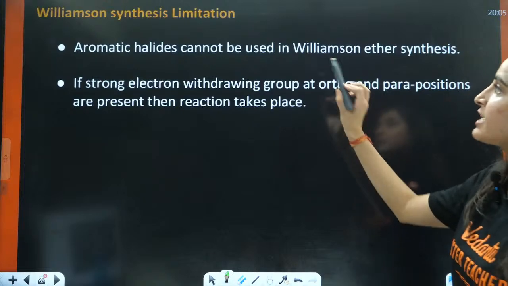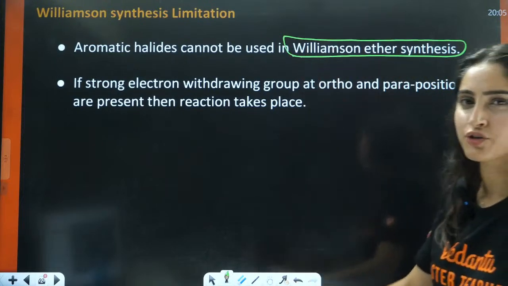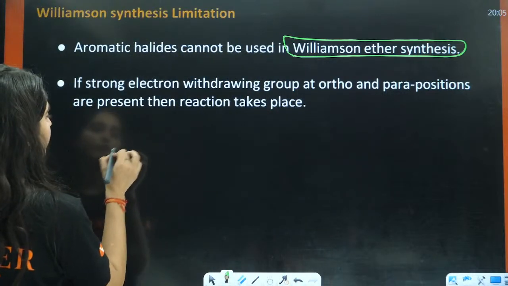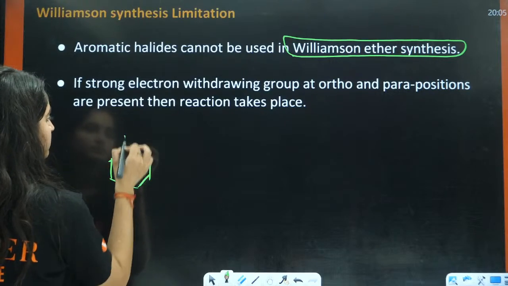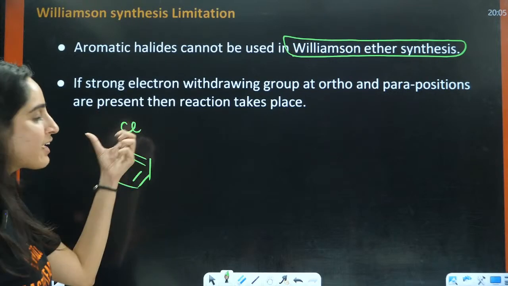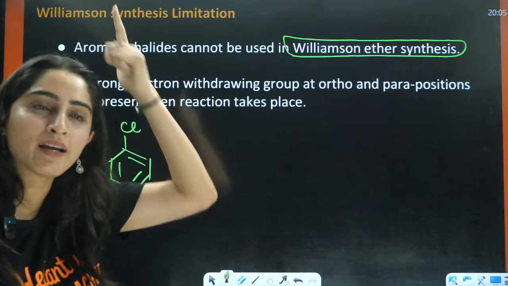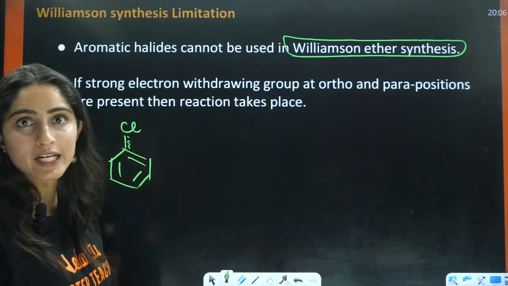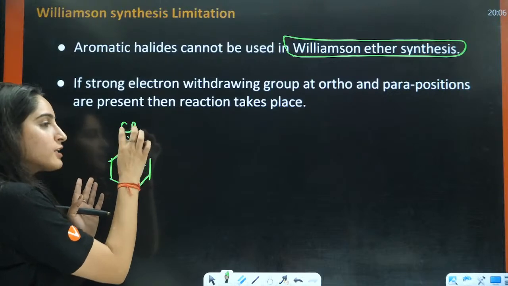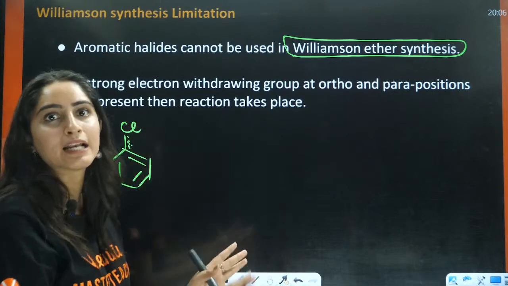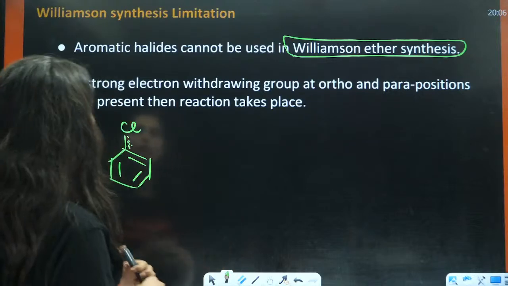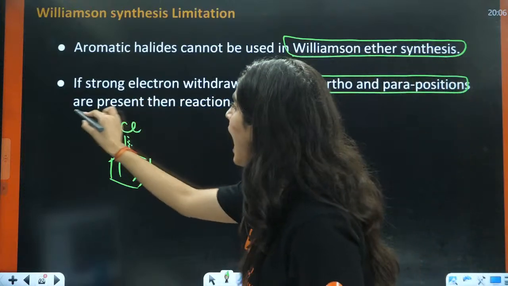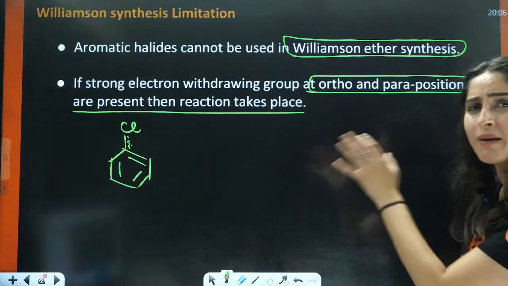Now, aromatic halides cannot be used in Williamson synthesis reaction. Can you tell me why aromatic halides cannot be used? For example, you have this thing. Why can't I use this? Because the same thing, this C-Cl bond has a double bond character. Because of that, it is very difficult to break this bond and make it react with alkoxide. That is why aromatic alkyl halides will not be used. If strong electron withdrawing groups at ortho and para positions are present, then the reaction takes place. This is the same as Dow's process.